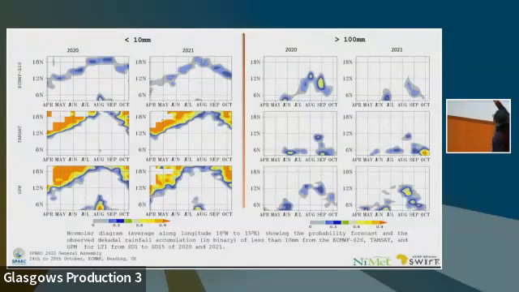Also is the rainfall of greater than 100 millimeters. This is saying, can the model produce wetness, or can it produce dryness?